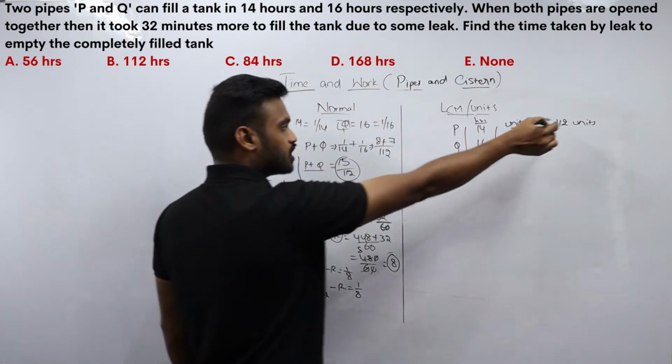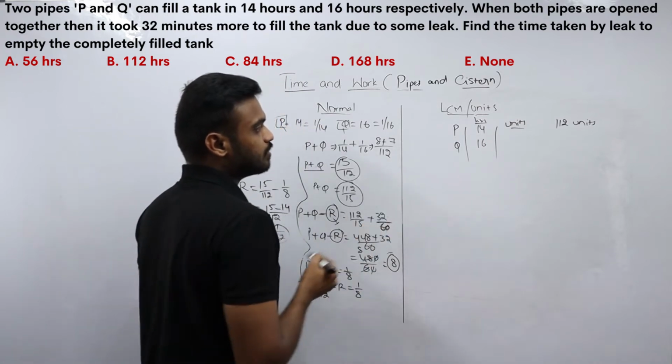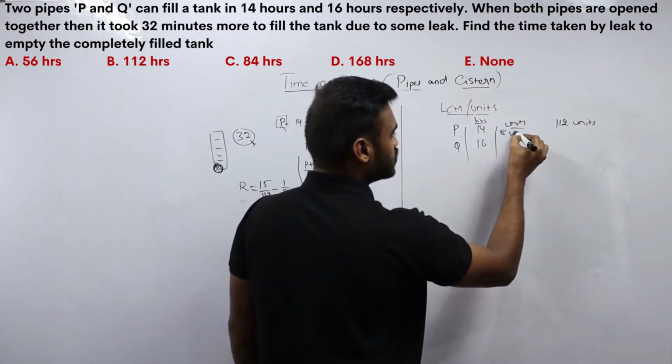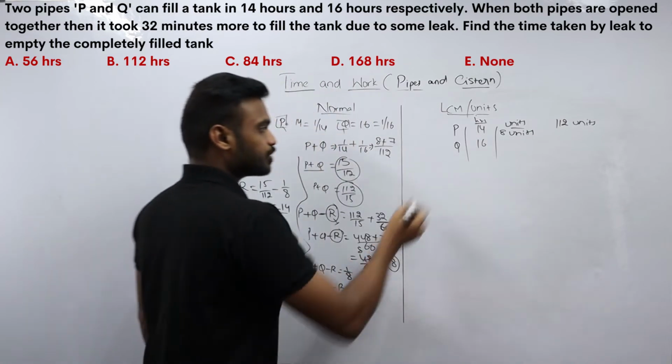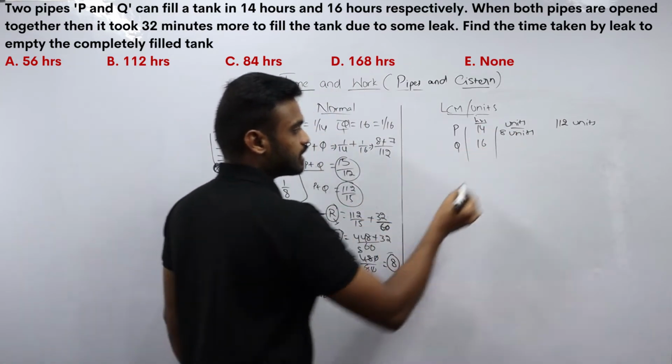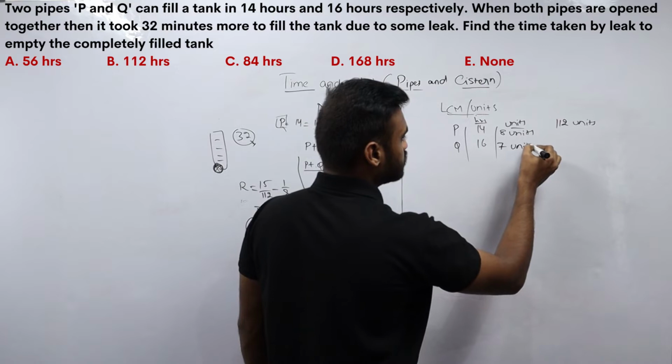Now P is completing the total work in 14 hours. So P is working per hour 112 by 14, that is 8 units of work. And Q is completing 112 by 16, that is 7 units of work per hour.